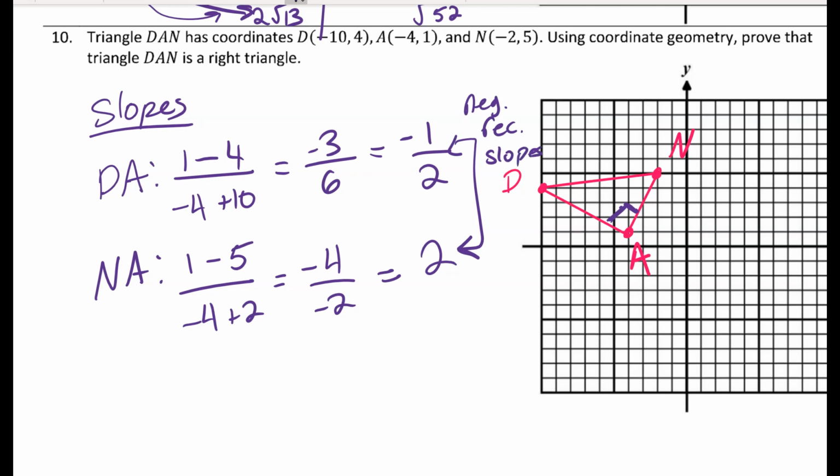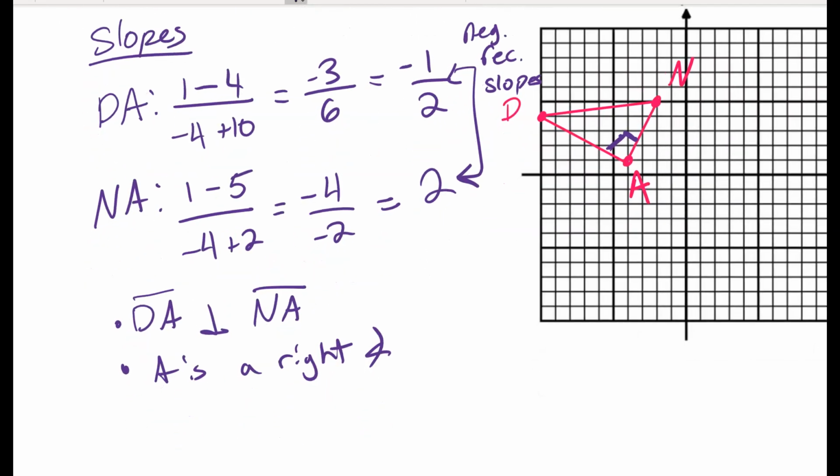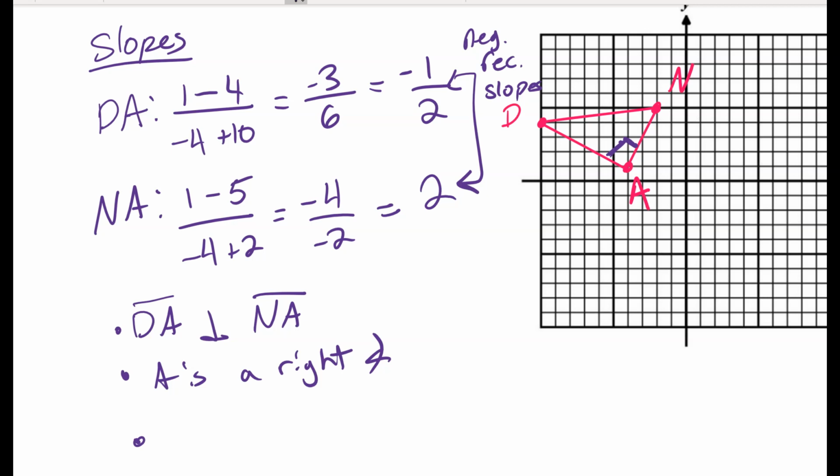Now that's good news, because that's enough to say that DA is perpendicular to NA, which in itself is enough to say that A is a right angle. Why is that? That's because perpendicular lines form right angles, which is enough to say triangle DAN is a right triangle, because right triangles have one right angle.